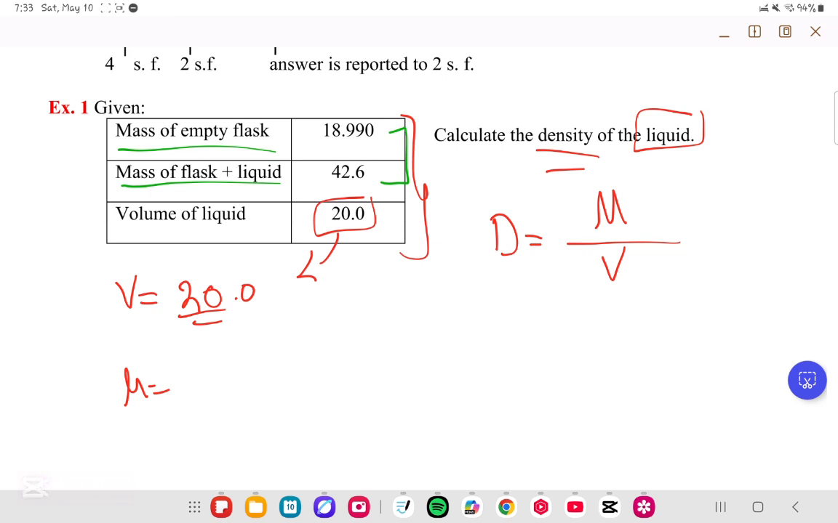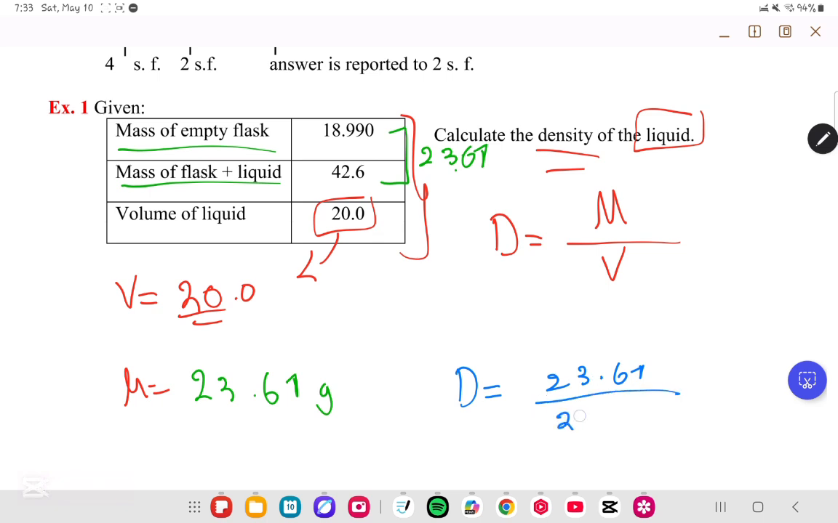So it's 42.6. Thank God you can use a calculator. It's going to be much easier. 42.6 minus 18.99. That's going to be 23.61. So the mass is 23.61. I'm just going to assume grams because in chemistry we're always using grams. So the density is equal to 23.61 over the volume, which is 20.0. And you're going to get an answer which is 1.1805.